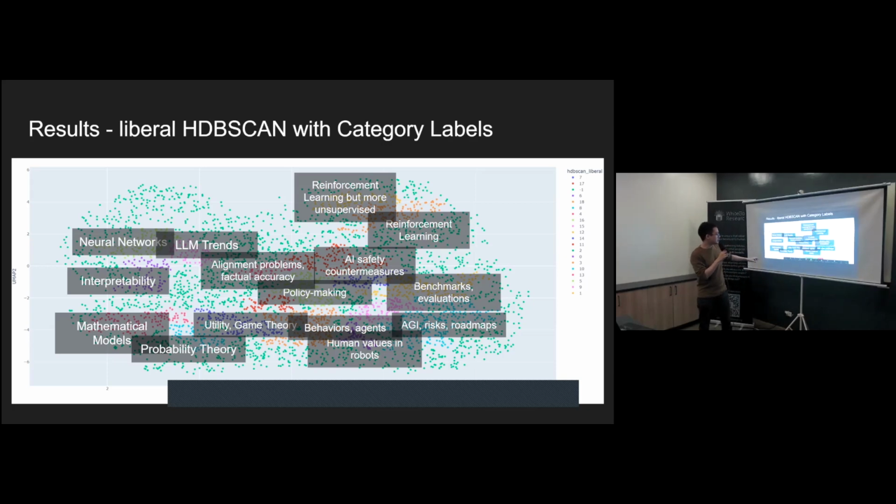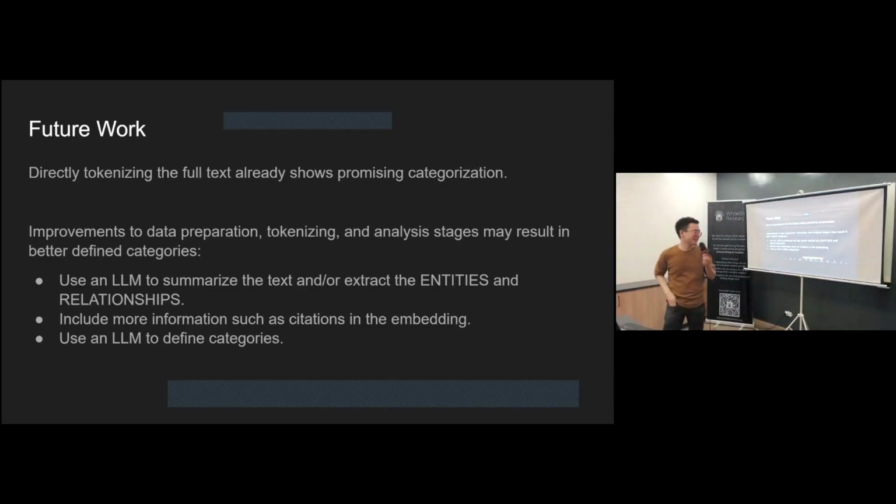And aside from that, there are also mathematical theories, probability theory, game theory, even agents and behaviors. This section here, I would say, is more on the humanities side, with human values and robots, the risks of AGI, the roadmap of technology development. And over there on the top right, it's still reinforcement learning, and also another reinforcement learning, but these methods have more unsupervised effects on them. So that was the most reinforced category from all the results I had.